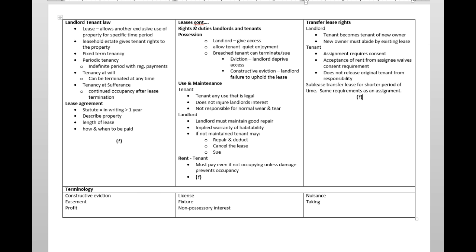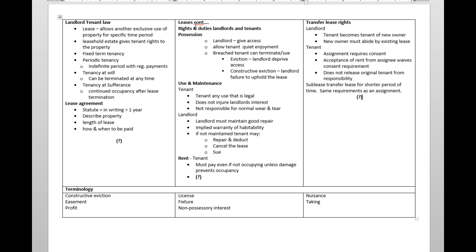It cannot injure, and it's a strange way of putting that, the landlord's interest, meaning you have to take care of the property. You can't devalue the property. And usually the tenant is not responsible for normal wear and tear, which would be needing to repaint or needing to replace carpets, say if the tenant were there for 10 years and the carpet needed to be replaced. That wouldn't be the tenant's responsibility, it would be the landlord's responsibility.